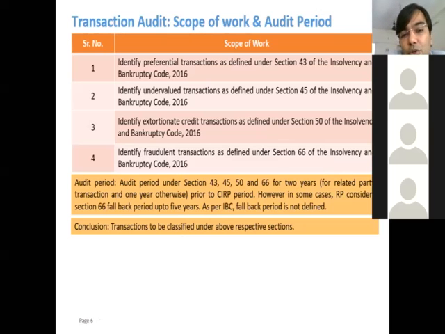Here usually the scope given is 2 years if it is a related party, otherwise it is 1 year prior to the CIRP order date. But for Section 66, the lookback period is not defined. So sometimes the resolution professional asks us to cover the last 5 years, beyond which, if one wishes to go, yes, he can go.